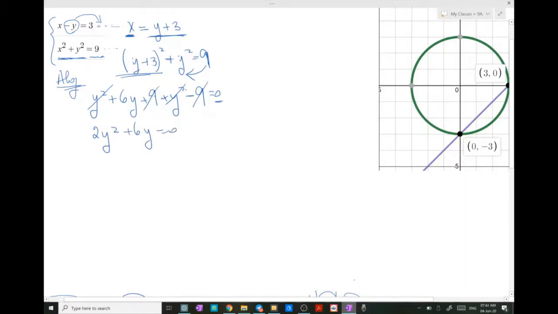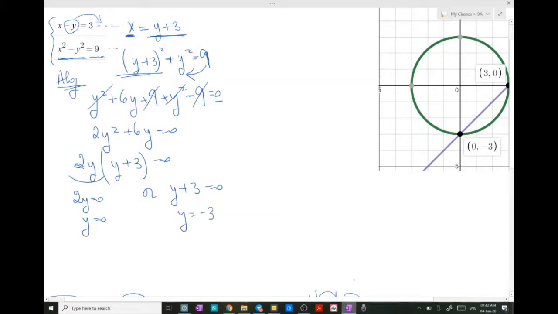In order for us to solve this quadratic equation, you need to factorize. So you take the 2y outside because it is the common factor. 2y squared divided by 2y is y, plus 6y divided by 2y is 3. Solving, you're going to get 2y equals 0, or y plus 3 equals 0. So here y is 0, and here y equals minus 3.